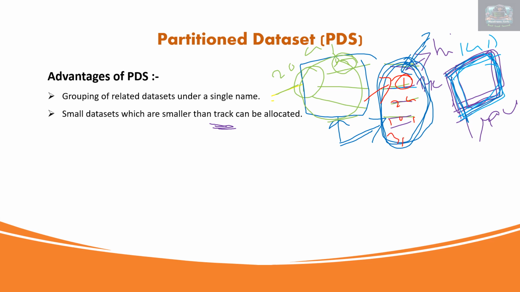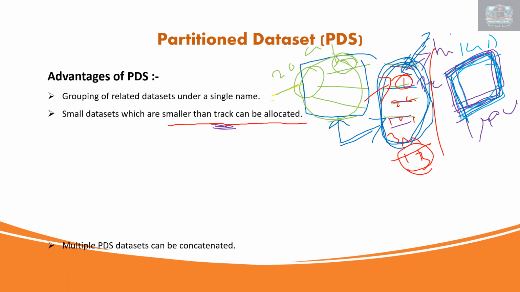You can create up to 1 byte also. It can be 1 byte. So like that, it's an advantage. Smaller than a track can be allocated.